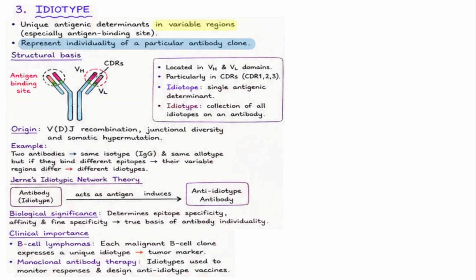As we saw previously, the isotypes were common to a species, allotypes were the differences within one species.